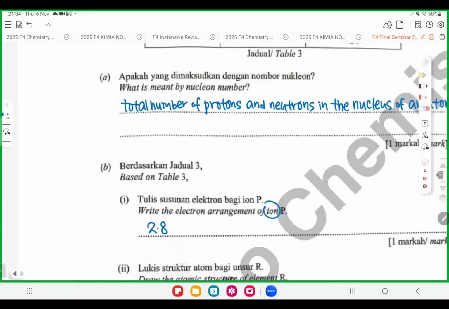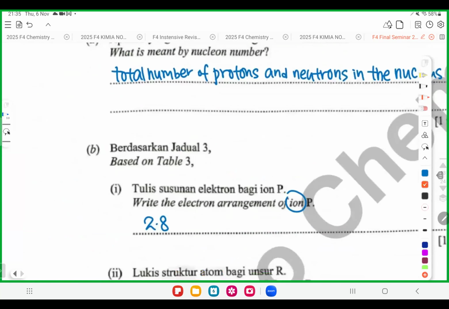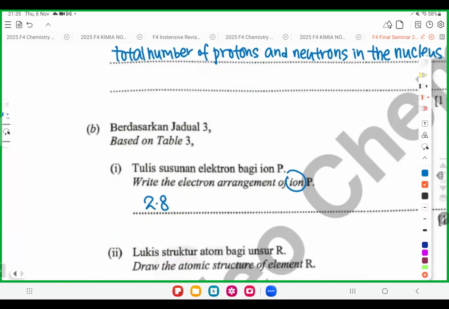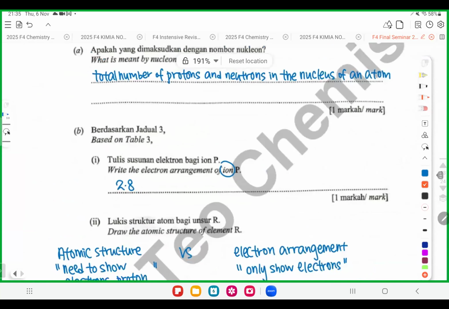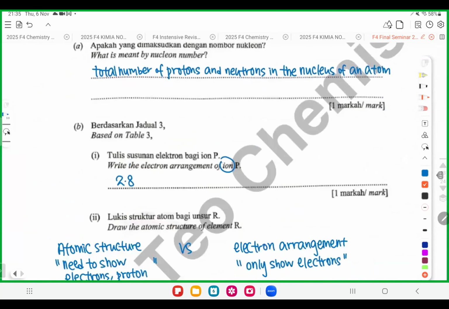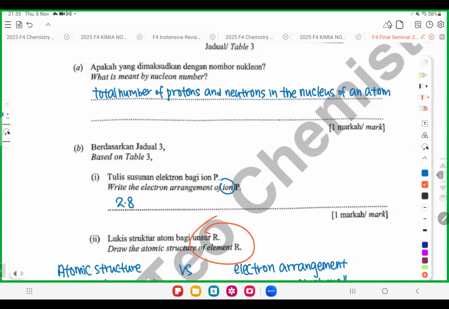Next one. This is important. Draw the atomic structure for element R. Be careful with this, guys. Many students always mess up atomic structure and electron arrangement. Okay, element R.